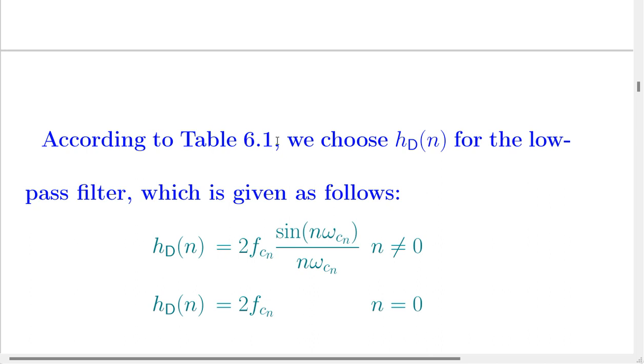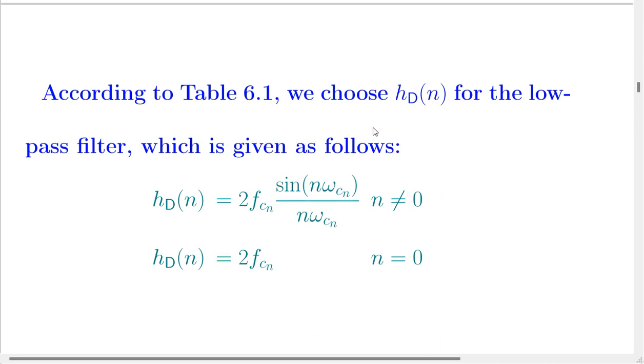According to table 6.1, we choose H desired of n for the low pass filter, which is given as follows. H desired of n will be equal to 2 times FCn. N stands for normalized. Okay? Cutoff frequency being normalized, FCn, times sine of n omega Cn over n omega Cn when n is not equal to 0. Otherwise, it will be equal to 2 times FCn.